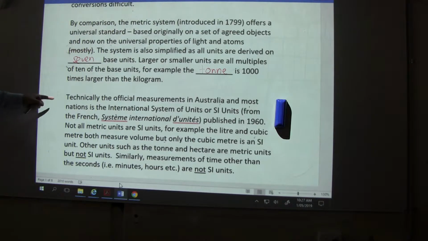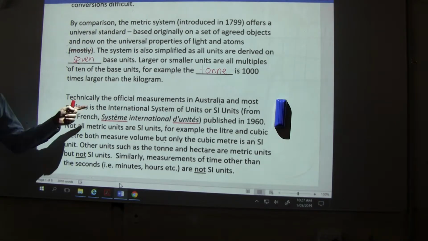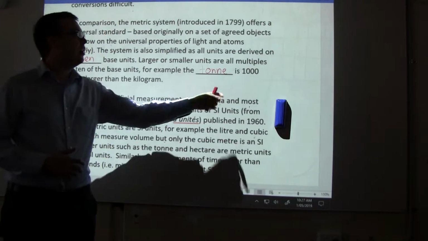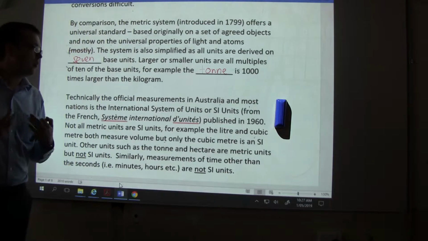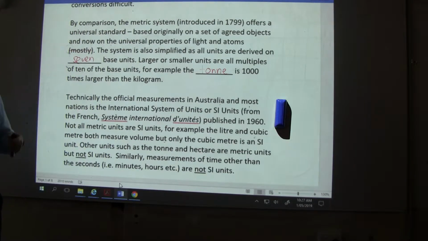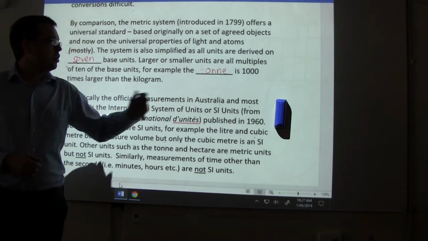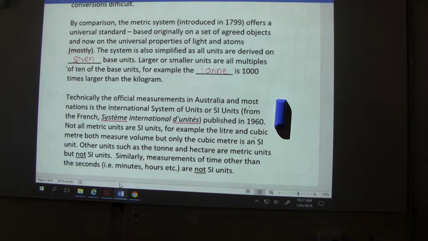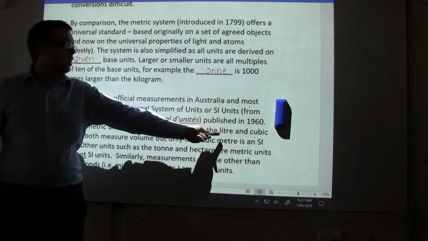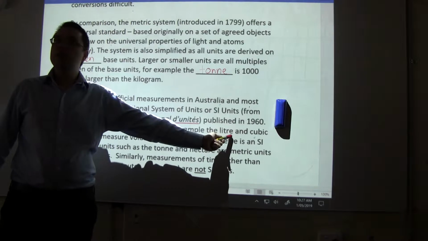Technically, the official measurements in Australia and most nations is the International System of Units, or SI units. The reason why it's reversed letters is because in French the letters are reversed. It's the Système International d'Unités, published in 1960. Not all metric units are SI units. For instance, the ton is a metric unit, but it's not an SI unit. Another example is the litre. The litre is not the SI unit for volume.